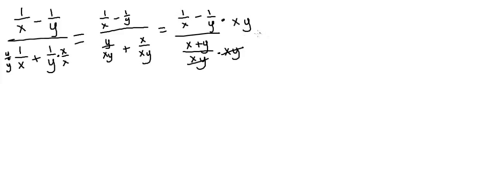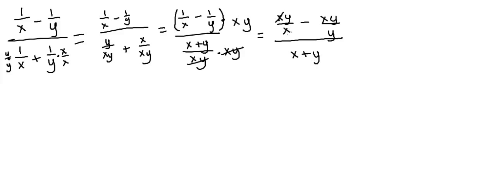So now I'm going to deal with the numerator for this step. Be sure to distribute. So you're going to get xy over x minus xy over y over x plus y. Now I'm going to go ahead and cancel the x's in the numerator, cancel the y's. So now I'm going to get y minus x over x plus y.